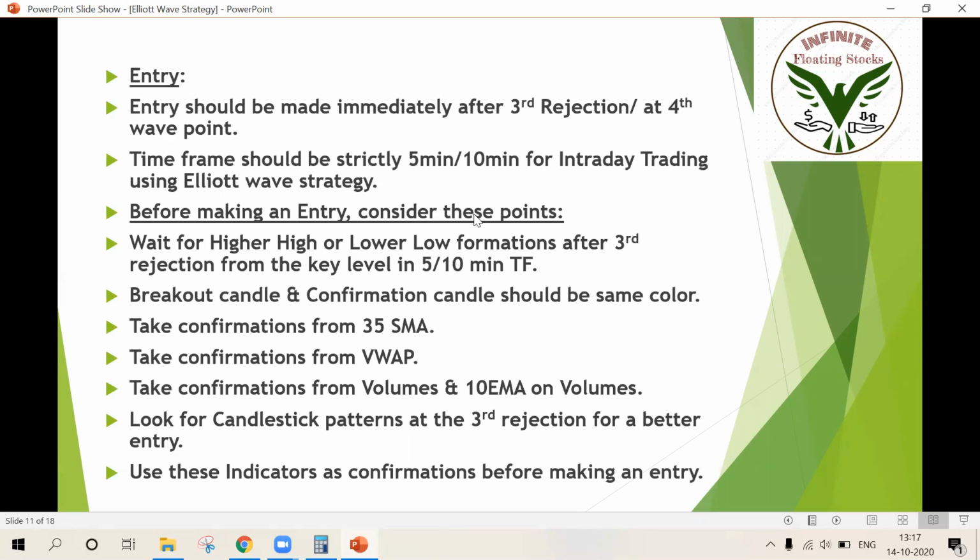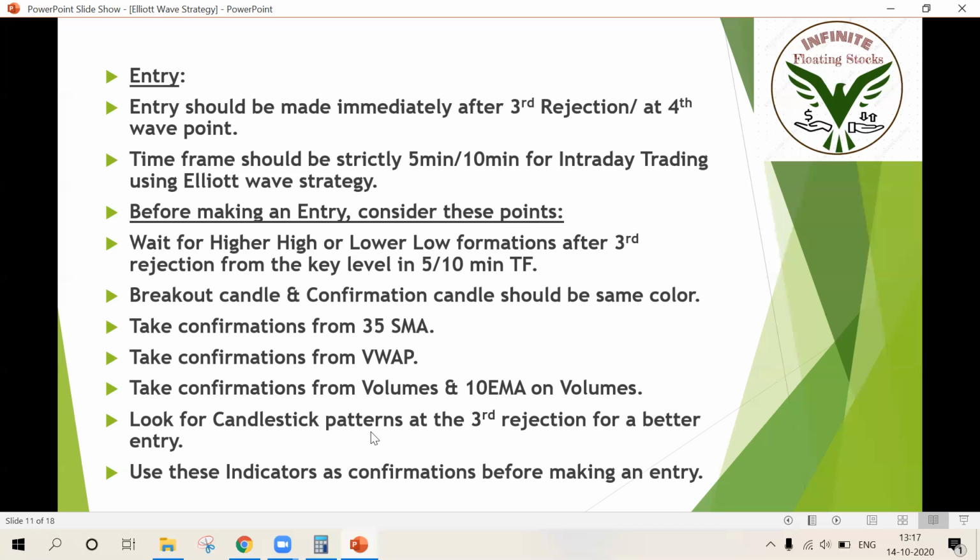Okay. And before making entry, consider these things. Wait for higher high formation or lower low formation. You know that. And that higher high or lower low formation should be formed after the third rejection from the key level. When I say key level, that is nothing but a strong trend line in the 5 or 10 minute time frame. All right, and the breakout candle and confirmation candle should be of the same color. You already know that. And take confirmation from the 35 moving average and from VWAP. VWAP confirmation is optional for Elliott wave. If you're getting confirmation from VWAP, it's an additional confirmation. Okay, and take confirmation from volume and the 10 moving average on the volume.